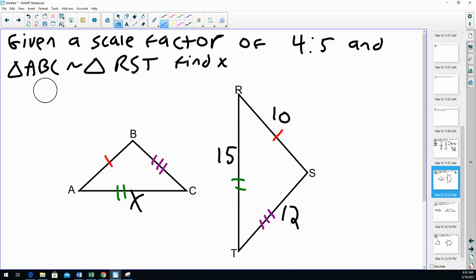Okay, we're given our scale factor. Our scale factor is 4 to 5. So remember, 4 is a smaller number than 5. So this is the small triangle. Right, small triangle here. This guy down here is the big one.